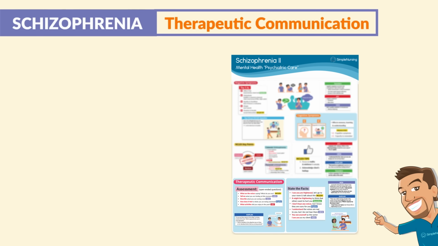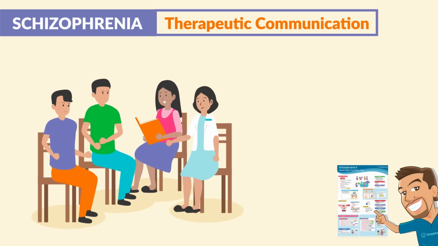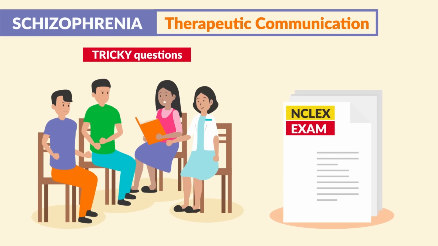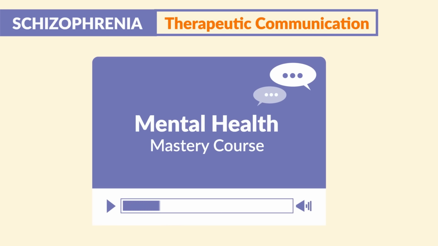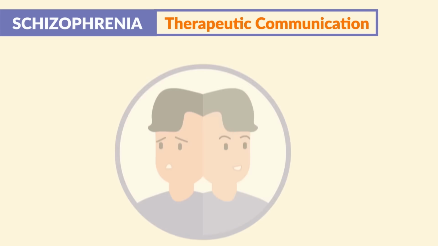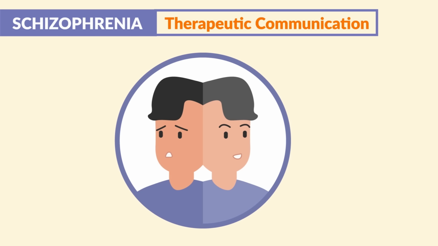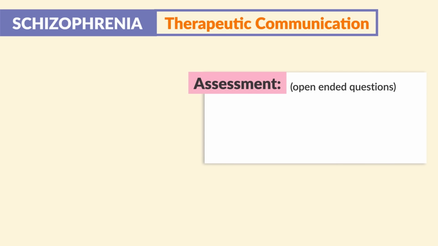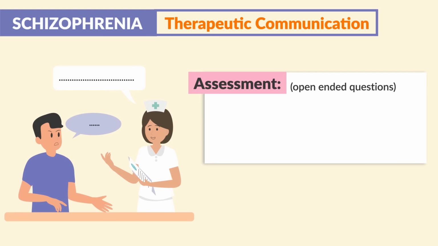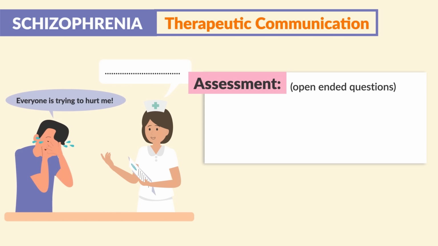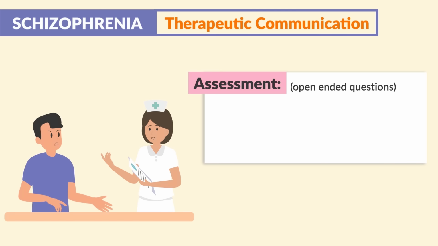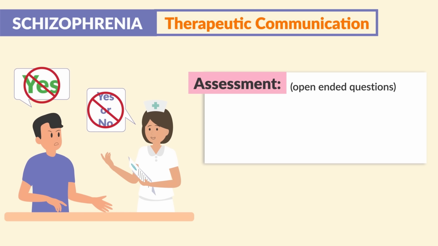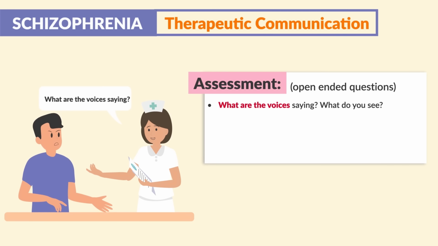Now, switching gears to therapeutic communication. This is always the most tricky questions on exams and even the NCLEX. Now, we have a full video on therapeutic communication in our mastery course, but let's deep dive specifically for our schizophrenic patients. So first things first, assessment. We always ask open-ended questions, especially when clients are having delusions that people are trying to hurt them. So open-ended questions are basically any question that doesn't end with a yes or no answer. So for example, what are the voices saying to you and what do you see? This actually was an NCLEX question, so I'd write this one down.